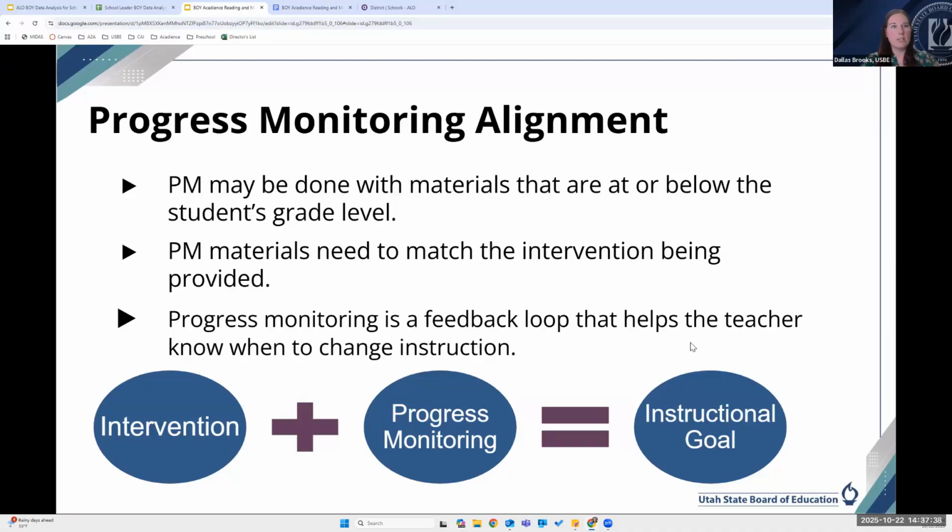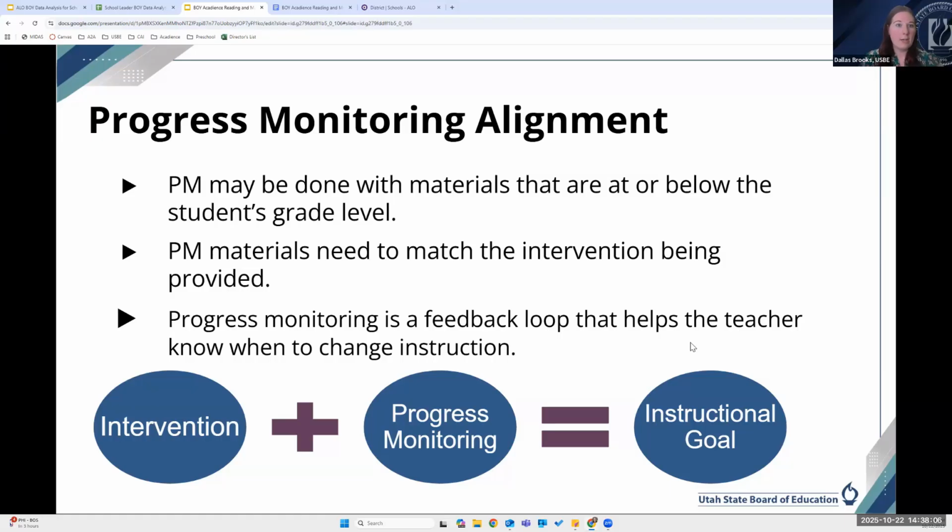So like was mentioned earlier, you're going to give that Acadience assessment first. That's your screener. It's kind of like a temperature check. Let's see how all of the students are doing. And then using that information, you can give that diagnostic assessment to find out where students are struggling with specific skills, specific holes that they have in their learning that need to be filled. And then based on that diagnostic assessment is what you start intervening on.